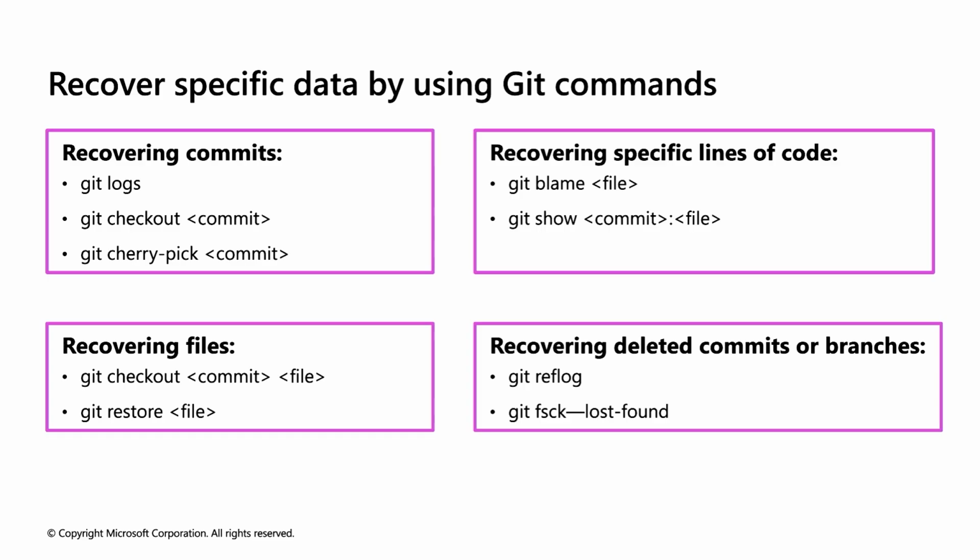When you need to recover lost or specific data in a Git repository, there are several handy commands at your disposal. You can use git log to review commit history, git checkout or git cherry-pick to restore commits or files, and git restore for individual files. For more granular recovery, git blame and git show help pinpoint changes line by line. If you've accidentally deleted commits or branches, git reflog or git fsck --lost-found can help you track and recover them. So remember to back up your repo or use git stash before making major changes, as these tools are powerful but require careful handling to avoid further data loss.